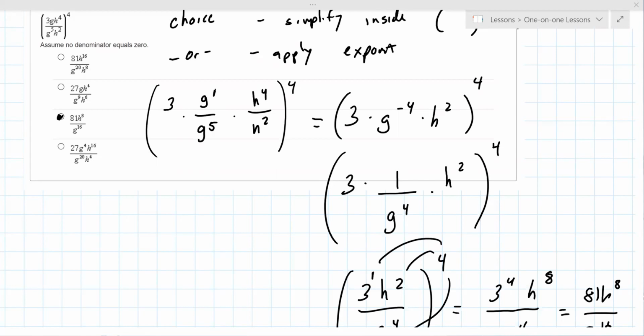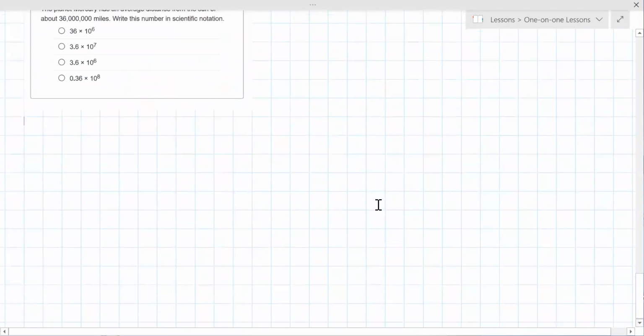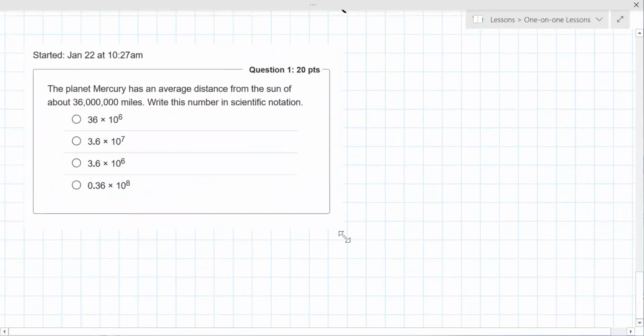All right. Now you can't see my screen, but I can see the last question that we did. So we're moving on here to scientific notation. I'm going to grab the question and then we're going to work on it here together. All right, so write this number in scientific notation.